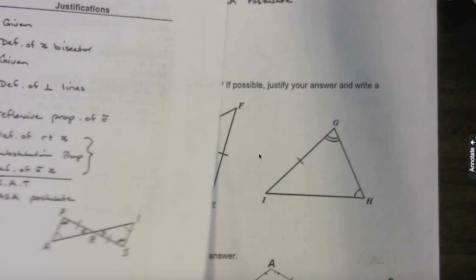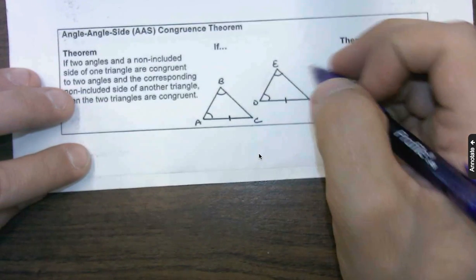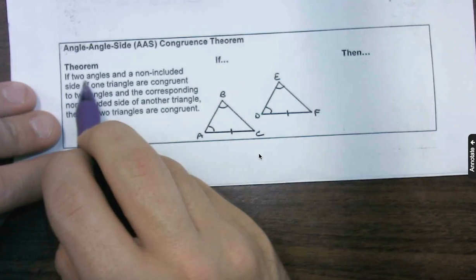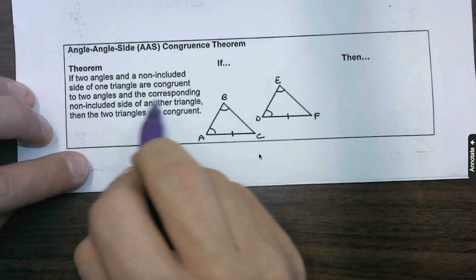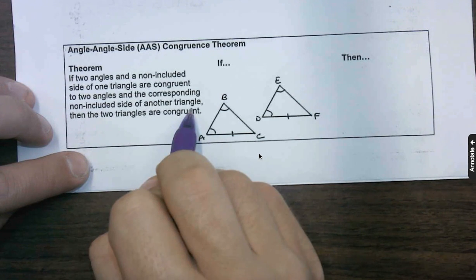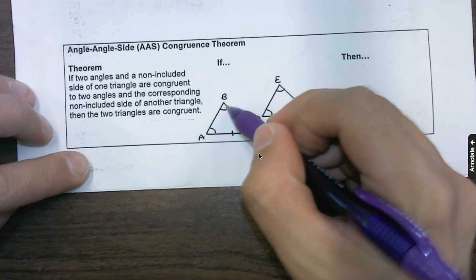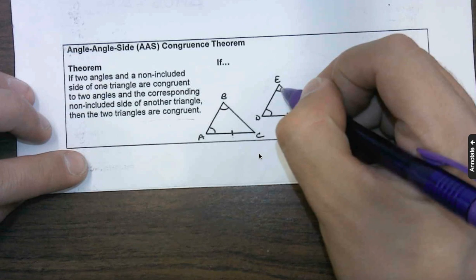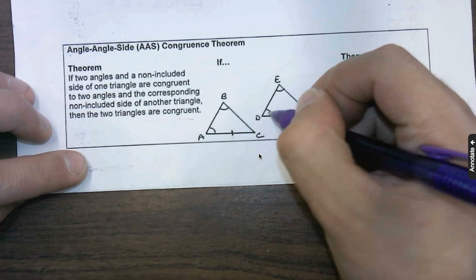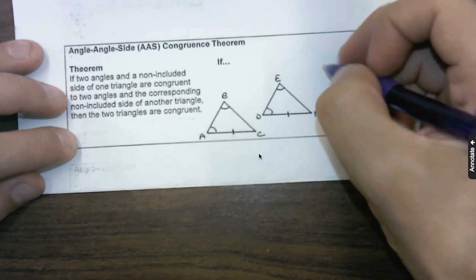The other way we see is with angle, angle, side. So based off of this, we can say that if two angles and a non-included side of one triangle are congruent to two angles and the corresponding non-included side of another triangle, then the two triangles are congruent. So we have angle, angle, side. We always kind of take this around the way. So if you start with one angle, take it the rest of the way to the next angle, and then find that side.